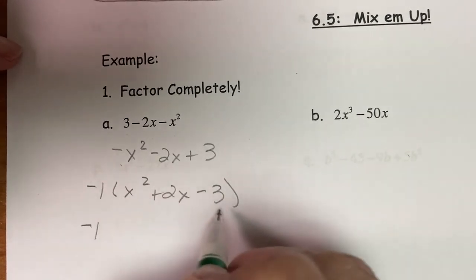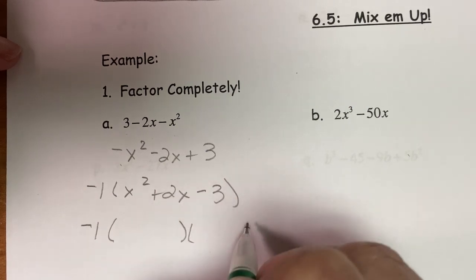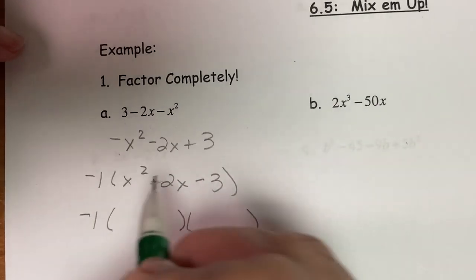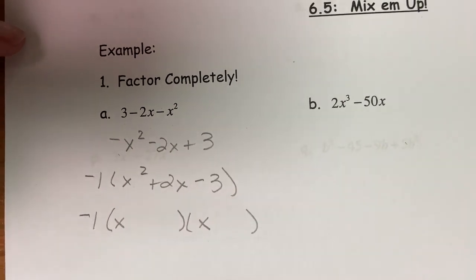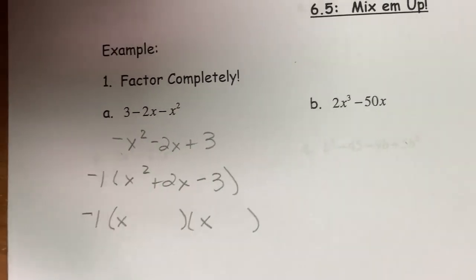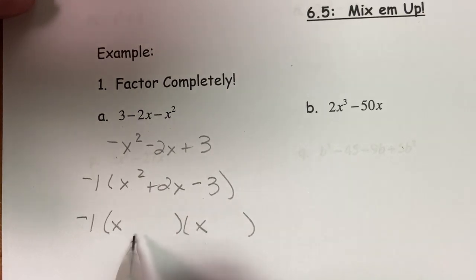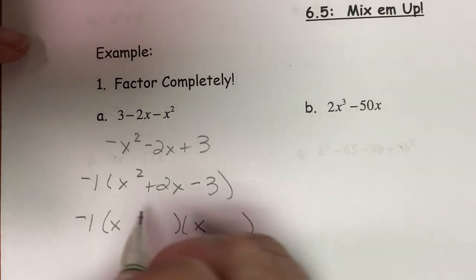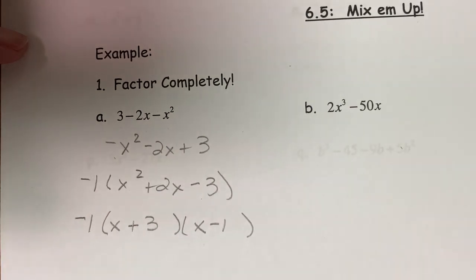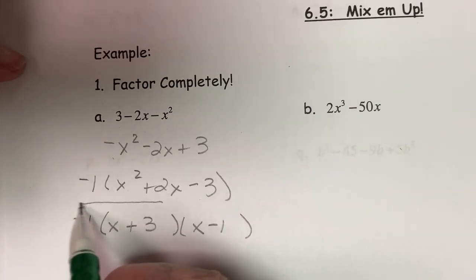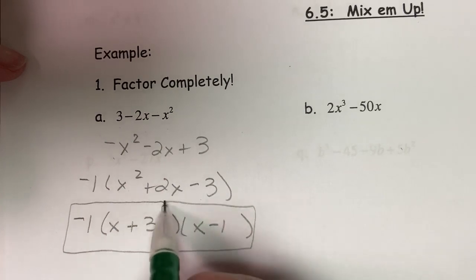Because there are 3 terms, we're going to backwards FOIL. So again, how do I break up the x squared? That's x times x. Now I need 2 numbers that multiply together to get negative 3 and add together to get positive 2. Those would be a positive 3 and a negative 1. And now you are factored completely.